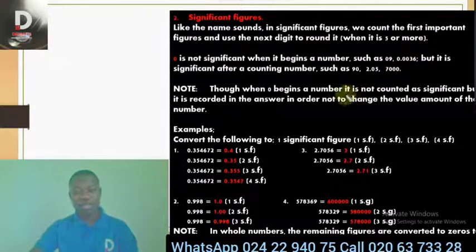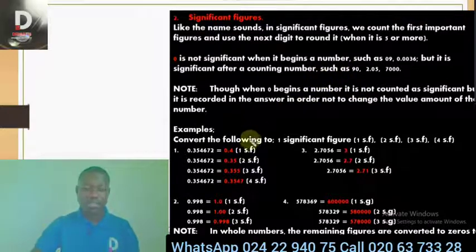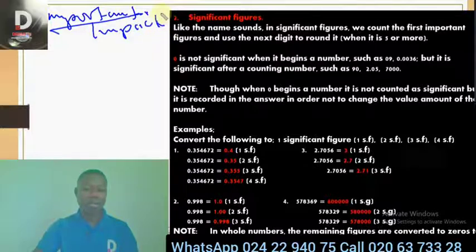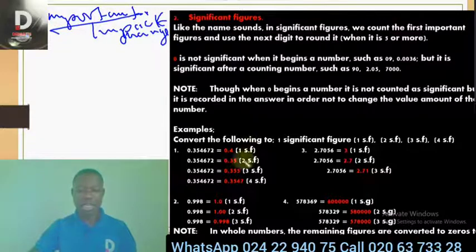Okay, let's talk about significant figures. Significant figures. Significant means important. Yes. And when a thing is important, it can make an impact. It can bring a change. It can cause a change. So significant means important. So if you have to convert numbers to significant figures, now let's look at this analysis before we go.